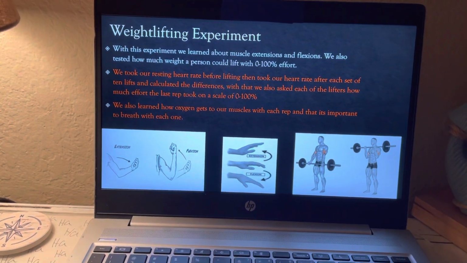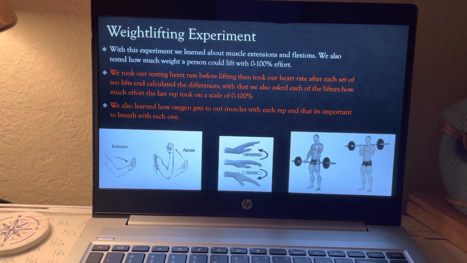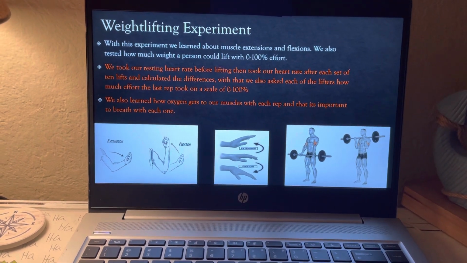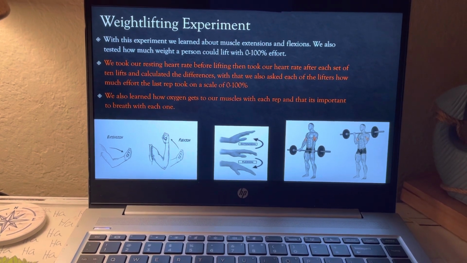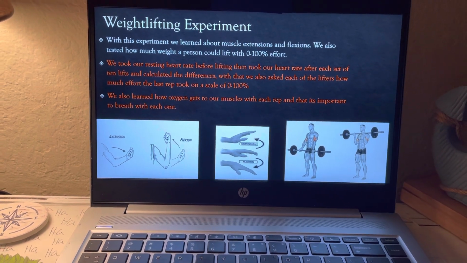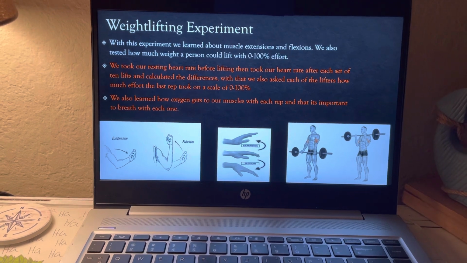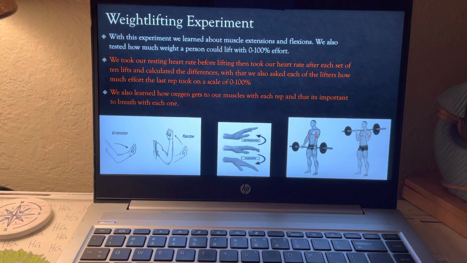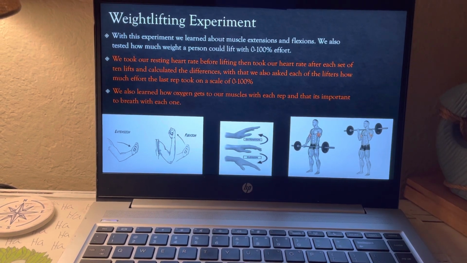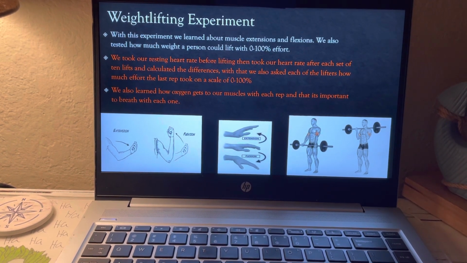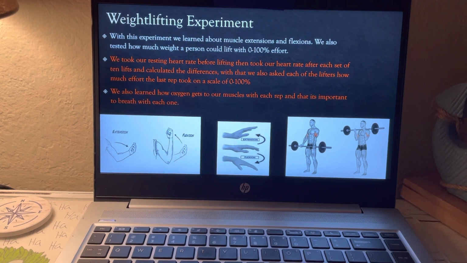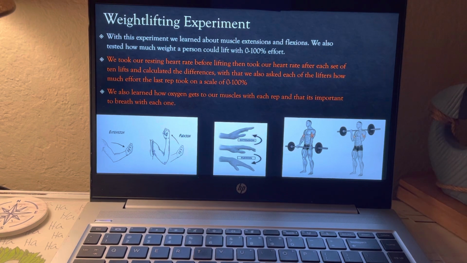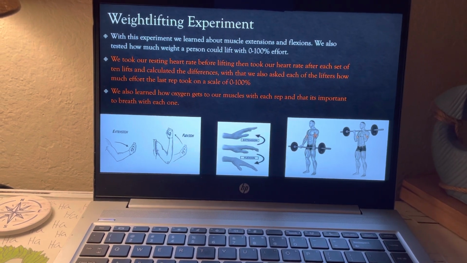Next, we did weightlifting. With this experiment, we learned about muscle extension and flexion. We also tested how much weight a person could lift with 0 to 100% effort. We took our resting heart rate before lifting, then took our heart rate after each set of 10 lifts and calculated the difference. We also asked each of the lifters how much effort the last rep took on a scale of 0 to 100.